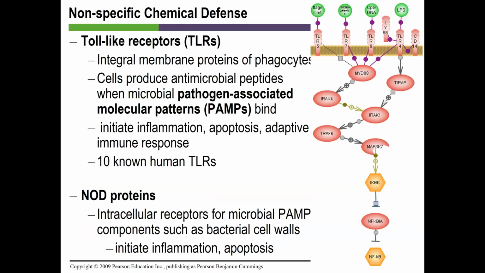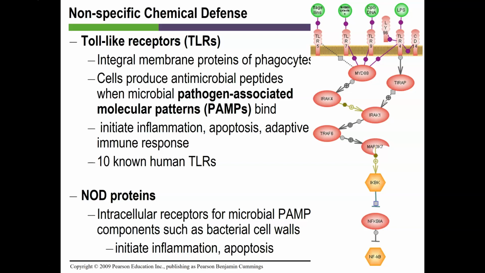This slide lists two different types of receptors that are under our non-specific chemical defense. They do respond to a limited range of signals. Over evolutionary time, our bodies and other organisms have learned to respond to things that are pathogen-like, and they're called pathogen-associated molecular patterns, PAMPs. These are molecules from cell walls, flagella, LPS, those sorts of substances that are common to many different bacteria. These toll-like receptors, or TLRs, are on the surface of cells.